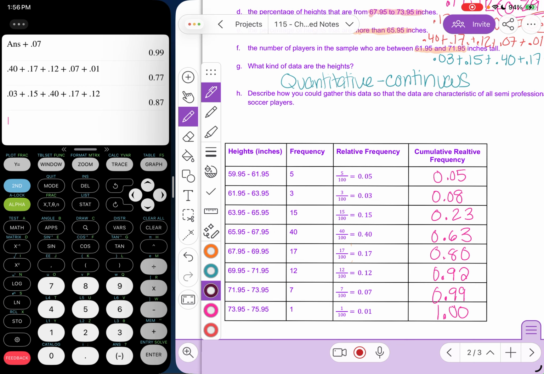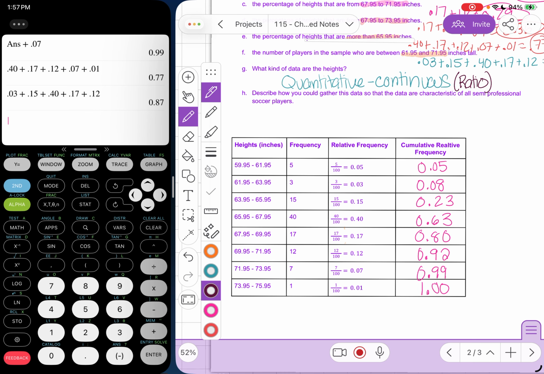If we think about the levels back before with heights, you can't go negative. You can't be a negative height. So it's also going to be a ratio level if you wanted to go that far. It didn't specify. Now let's answer the next question.